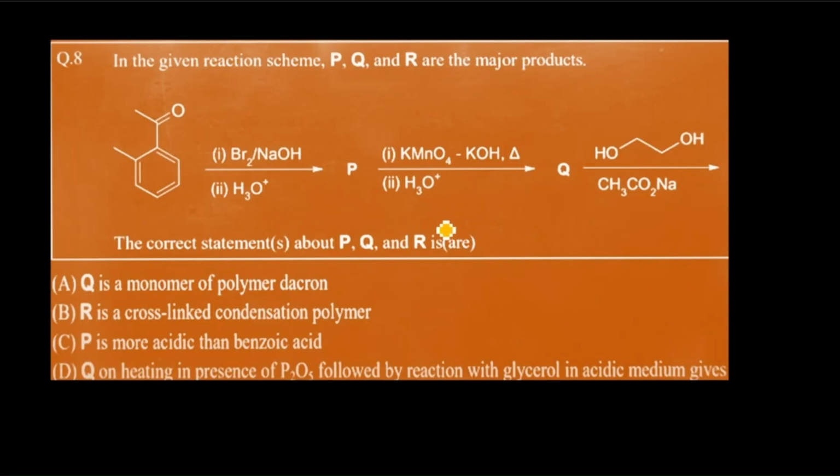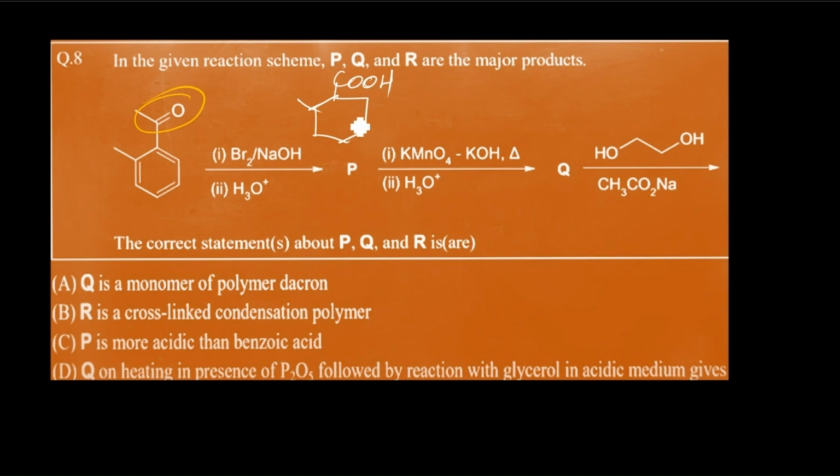Then this question: in a given reaction scheme, P, Q, R are the major products. The correct statements about P, Q, R are. So let's see what this reaction is, then we will come to the options given. The first one is COCH3 with bromine and NaOH. What that will do is oxidize it, which will make COOH, and CH3 will be there.